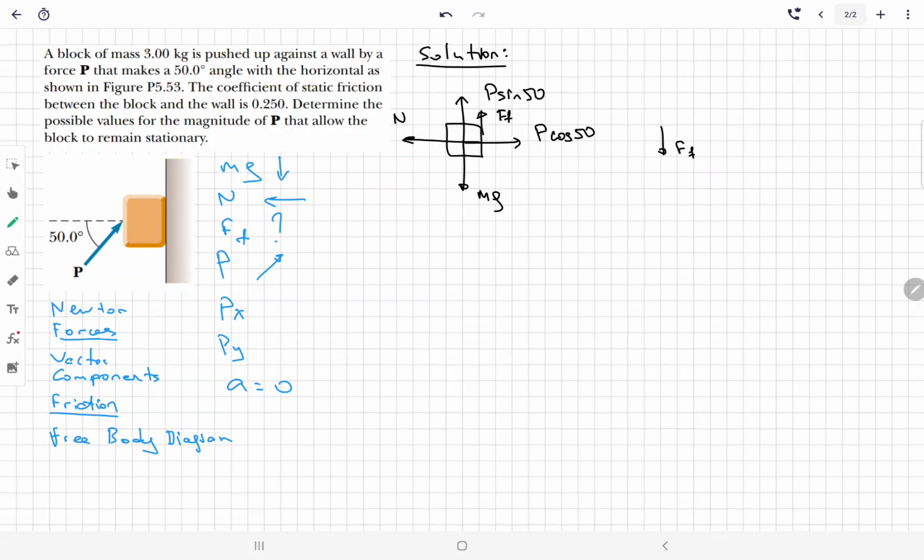So from here we have two variants, two possible answers. Basically, it will be minimum P and maximum P. In both cases, it will be stationary, but the friction force will be in opposite directions. Of course, since we are trying to find the minimum and maximum value, some range for P, this friction force we should take as maximum. So it reached its maximum value, coefficient of friction times normal force. In this case, we will find the maximum and minimum value.